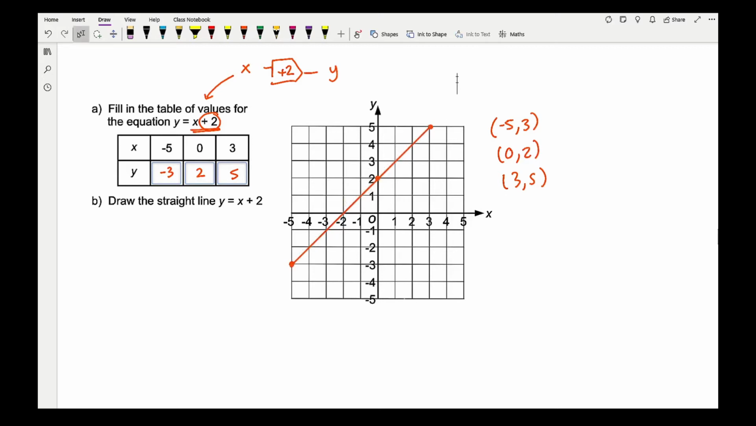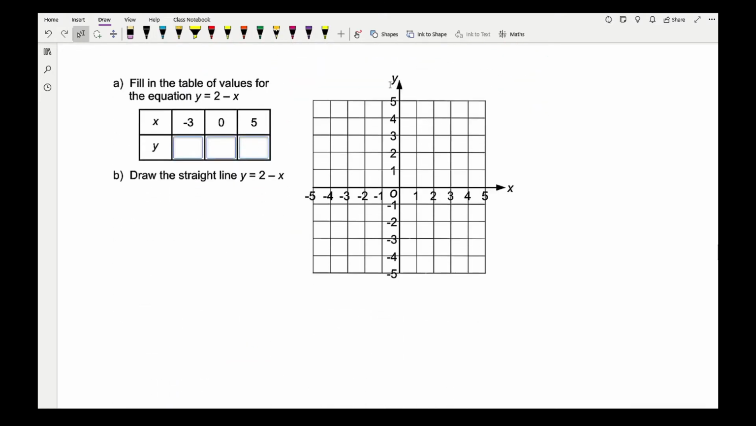Now again, just a quick check. Is y equals x plus 2 supposed to have a positive gradient? Yes, because my x is positive. Does the line cross the y-axis at plus 2? Yes, so there's a very good chance that I have done this correctly. And again, drawing the straight line is pretty much done.